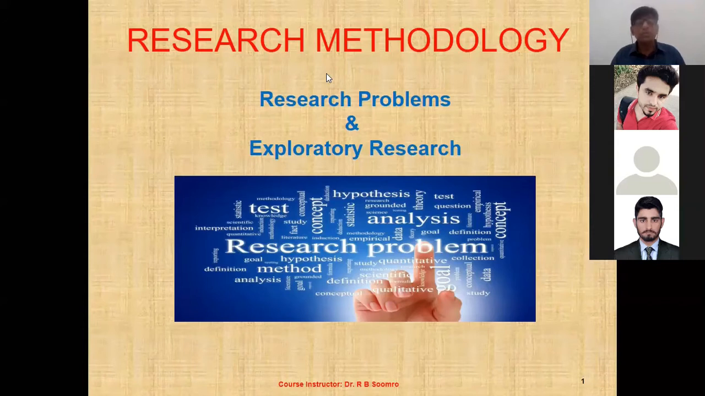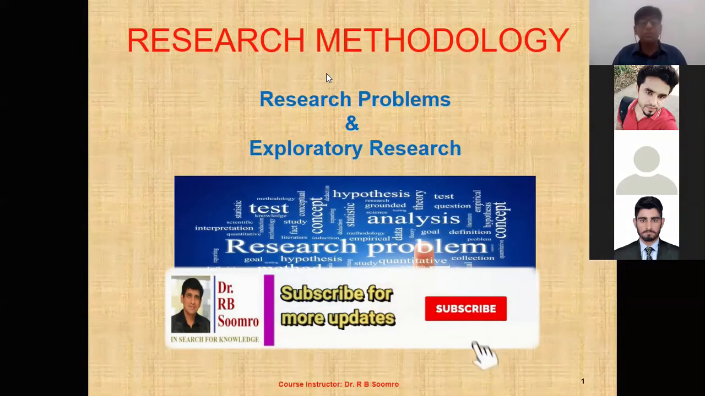This chapter is new. It is about the research problem and exploratory research. We already discussed exploratory research, what it is. Now we are going to understand its application.